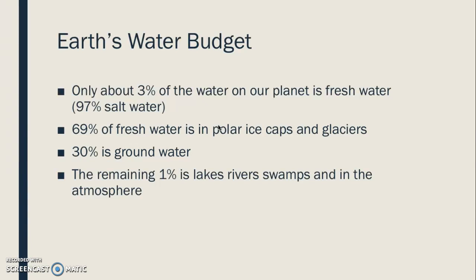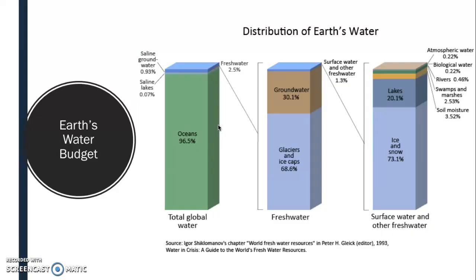So, more on the water budget. Actually, less than 3% of the water on Earth is fresh water. 97% of it is salt water. Of the fresh water, 69% is in polar ice caps and glaciers, so that's not highly usable for us. 30% of the fresh water is in groundwater, and the remaining 1% is in rivers, swamps, and lakes, as well as in the atmosphere. So this is an interesting way to look at the information. You'll see that the breakdown is a little bit different from what we saw before, but that's okay.